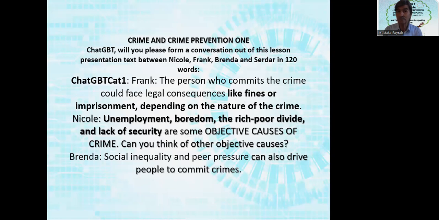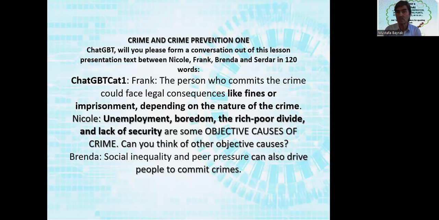ChatGPT, will you please form a conversation out of this lesson presentation text between Nicole, Frank, Brenda, and Serdar in 120 words? Frank: The person who commits the crime could face legal consequences. Again, it's a matter of cause and consequence, cause and effect, cause and result. Let me read it from the beginning. The person who commits the crime could face legal consequences like fines or imprisonment, depending on the nature of the crime.